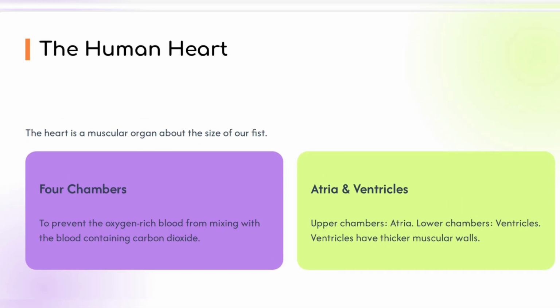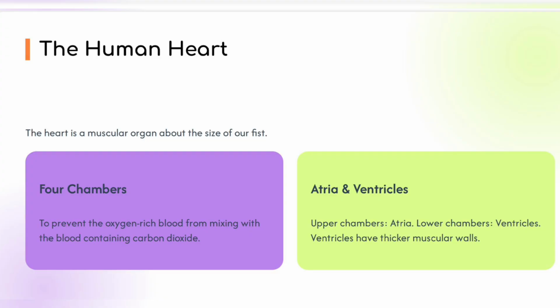The heart is a muscular organ roughly the size of a fist. It acts as a pump for blood. It has four chambers, so the oxygen-rich blood and carbon dioxide-rich blood do not mix. This separation is very important for efficient oxygen supply.